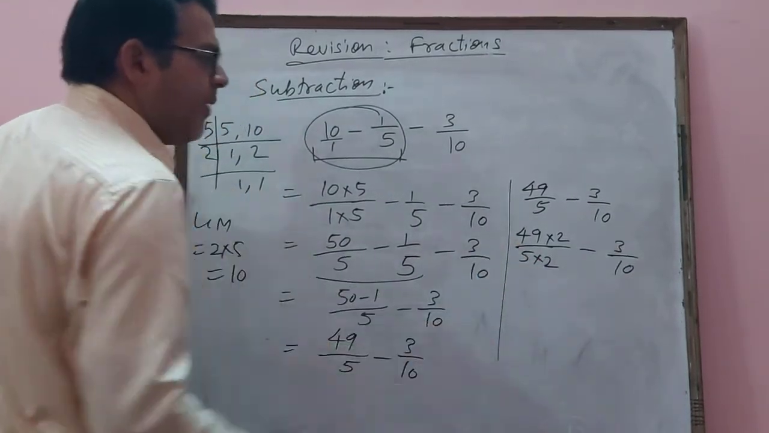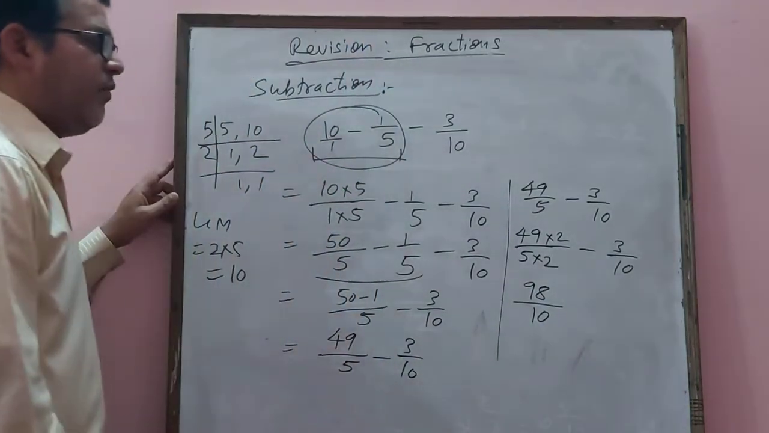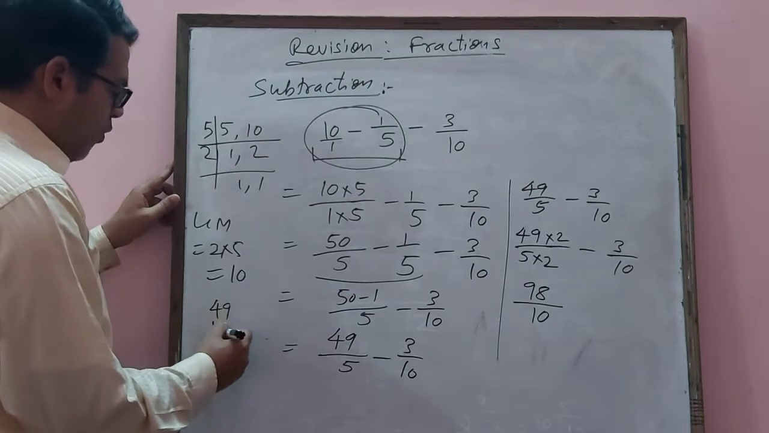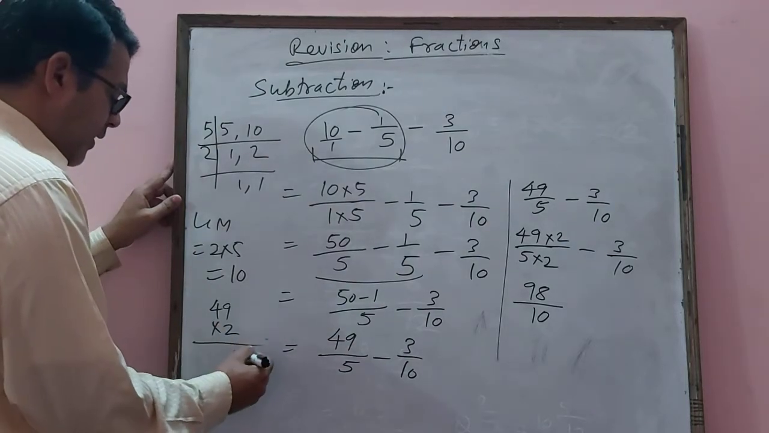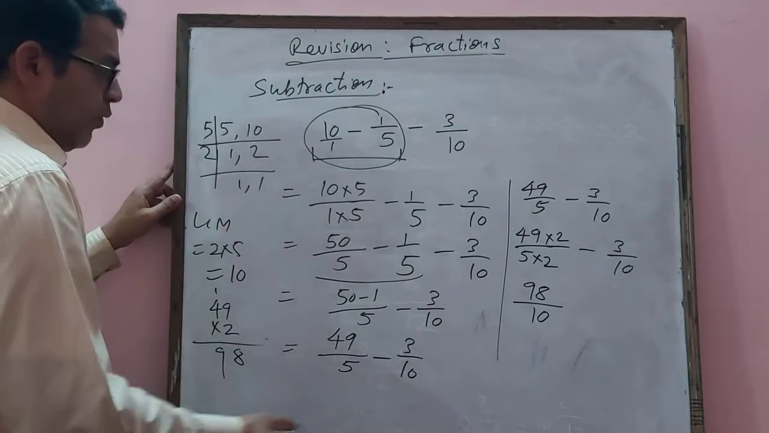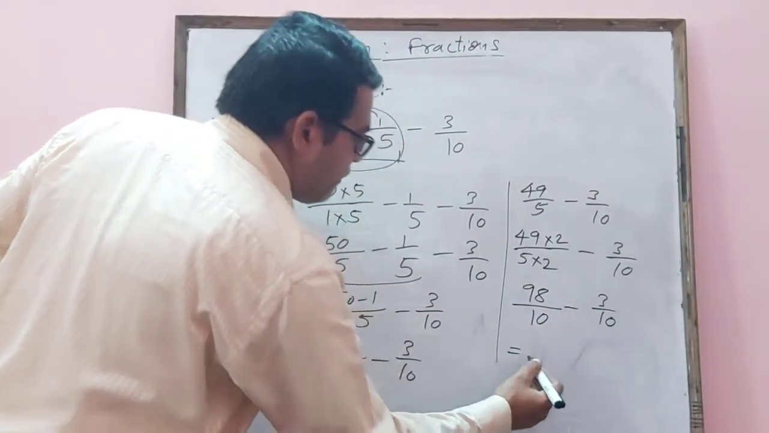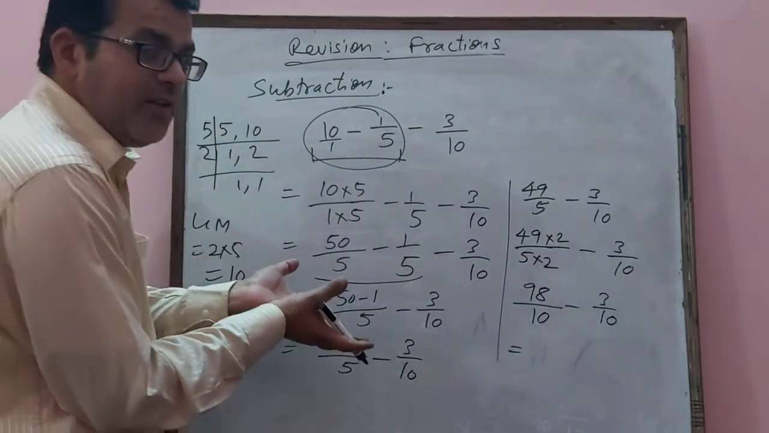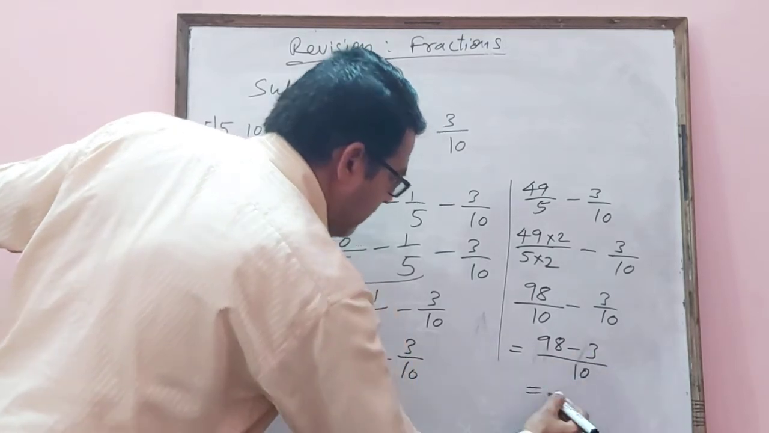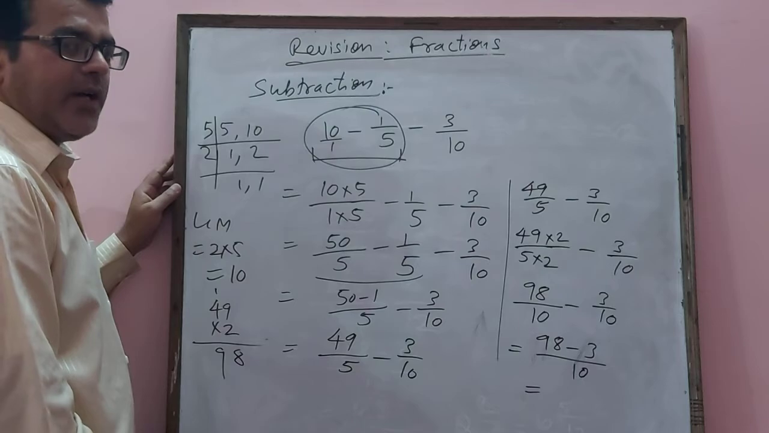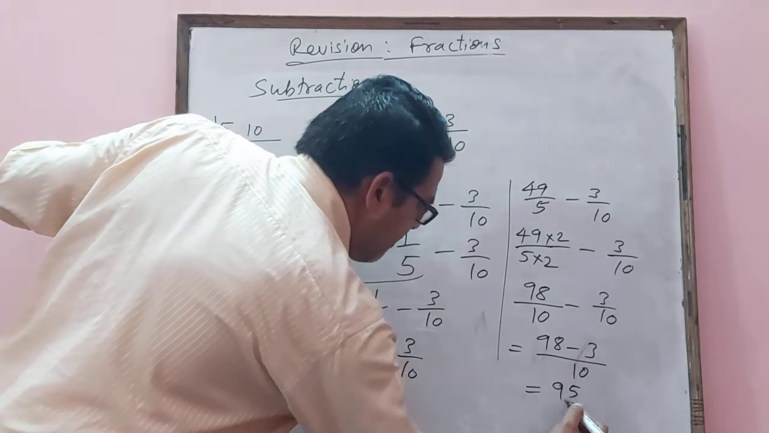Now 49 multiplied by 2. So 98 we have after multiplying 49 with 2. If you don't know how to, you can multiply like this: 9 twos are 18, carry 1, 2 fours are 8 and 1 is 9. So 98 we have here. Then minus 3 by 10. Now you can see these are like fractions. So 98 minus 3 upon 10 we can write now. Actually we can subtract numerator from numerator. So 98 minus 3, what do we have here? We have 95 by 10 now.